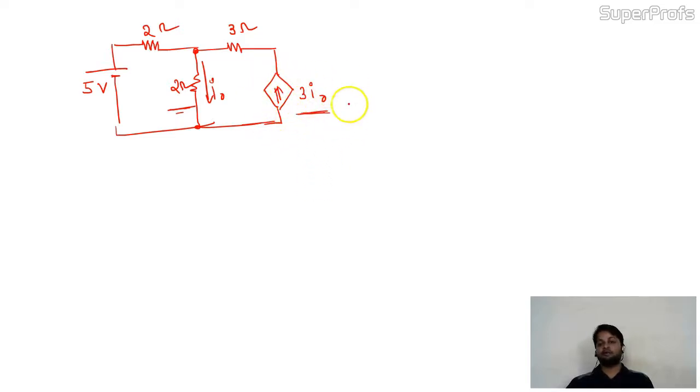And the value of this current source depends on I naught. I naught is the current flowing in the 2 ohm resistance. So the value of this source is dependent on the circuit parameters. The dependent sources are the sources whose values depend on the circuit parameters. Is it okay to you people?